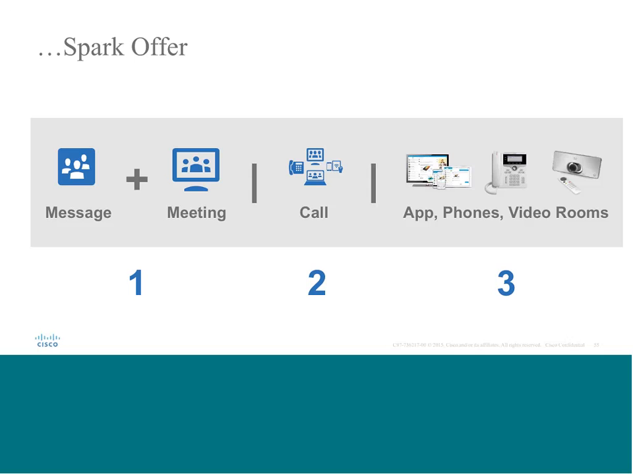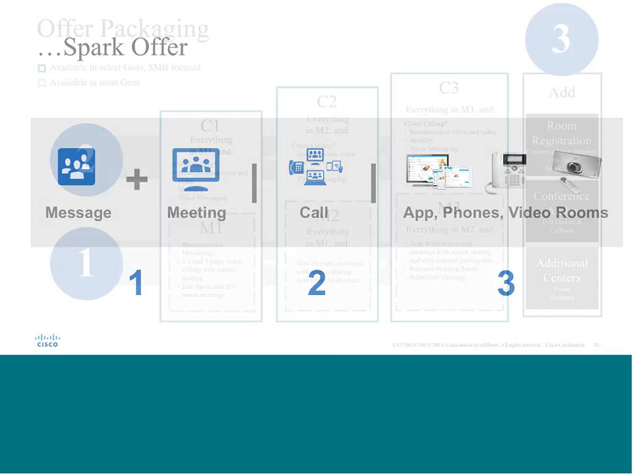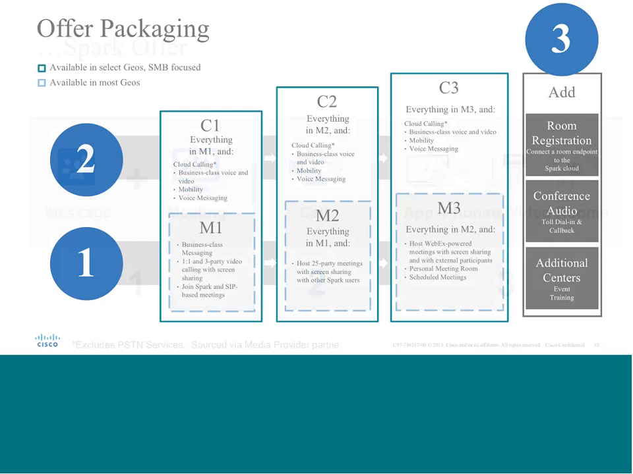And then do you want call? Do you want to add phones to the solution or not? And if so, how many phones, how many users, et cetera? And then do you want to add video rooms to the solution as well? And if so, how many? And then it's just going into the collaboration dashboard and very simple configuration to bring them all together. And so these are the plans. Again, as simple as 1, 2, 3, you start with your message or meeting subscription, M1, M2, or M3.